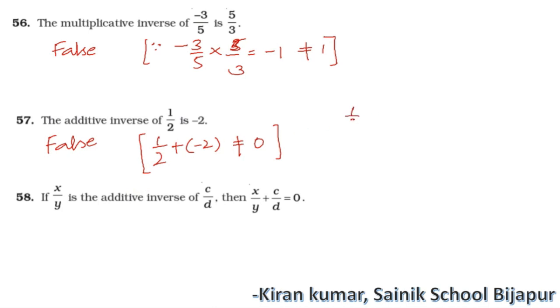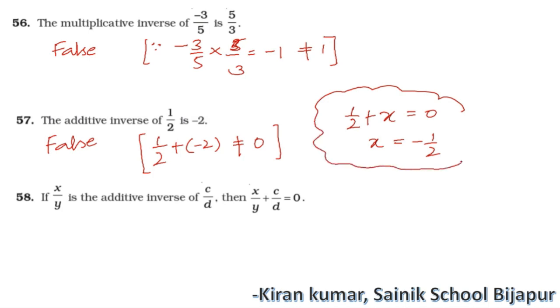How do we find that? If we consider that number as x, the sum should be equal to 0, x will be equal to minus half. This should be the negative inverse, additive inverse.